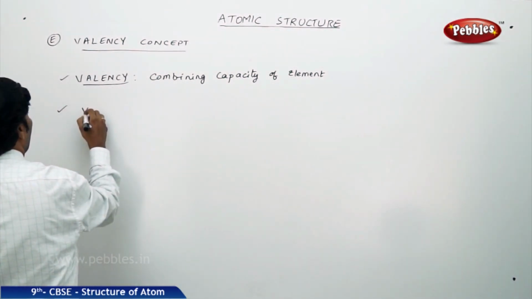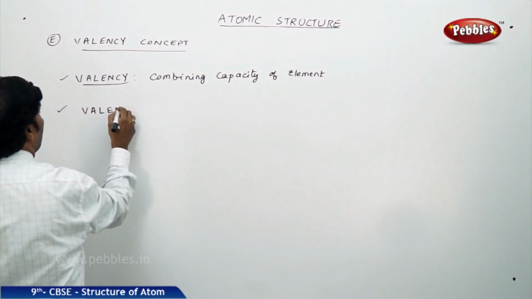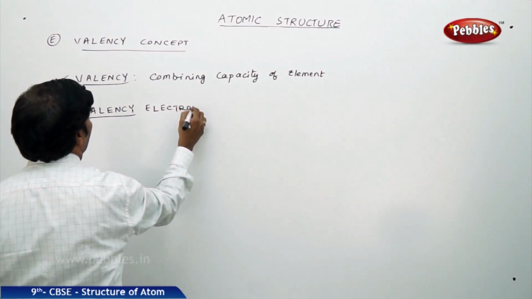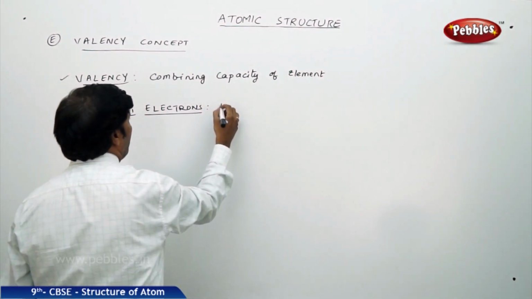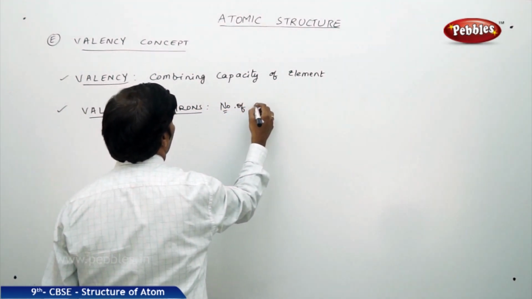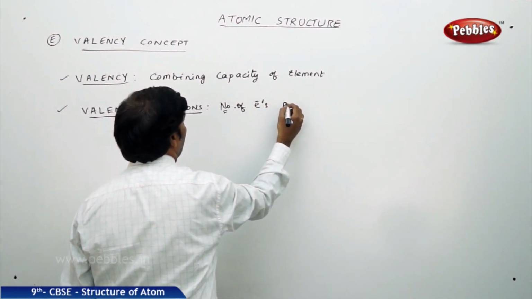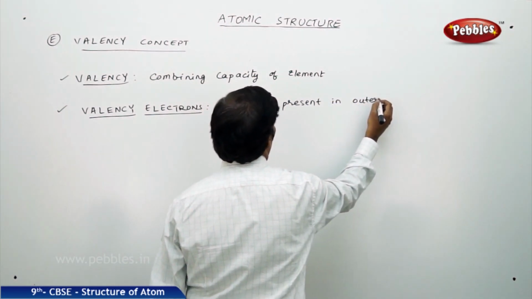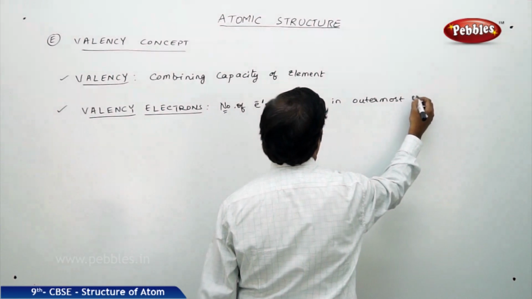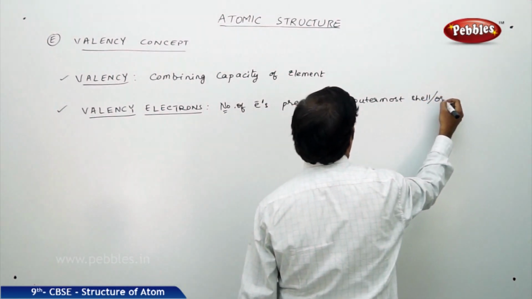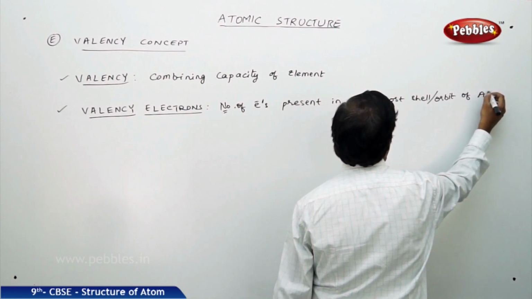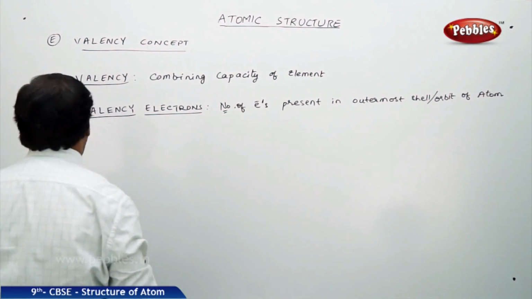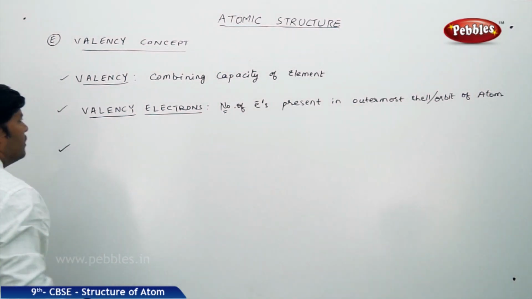Then what do you mean by valence electrons? If you go for valence electrons, the number of electrons present in the outermost shell or orbit of an atom are called valence electrons. Now go for types of valencies.